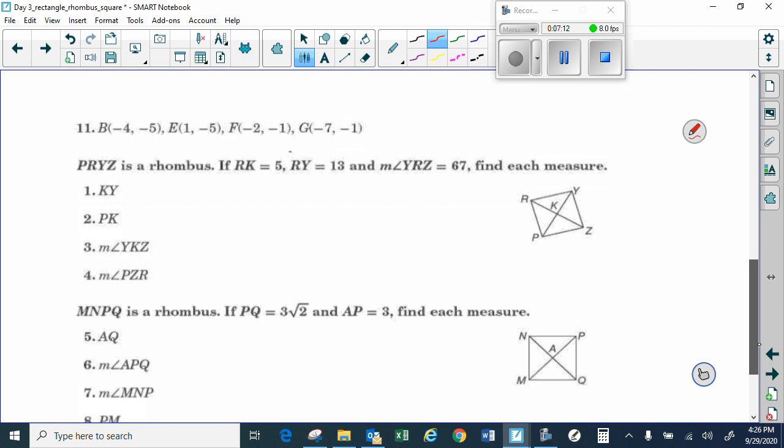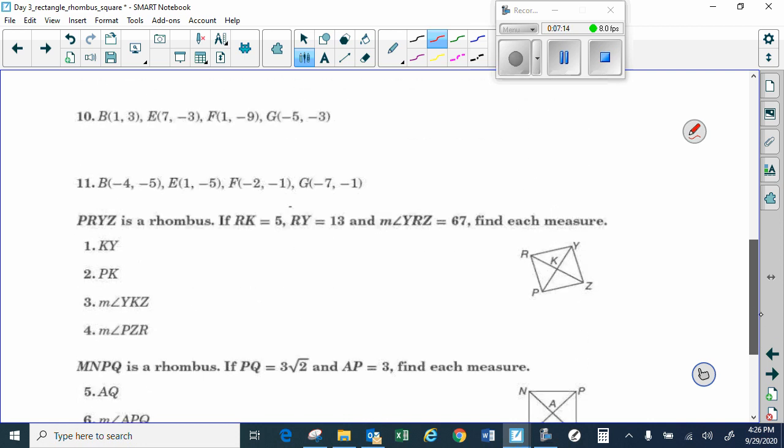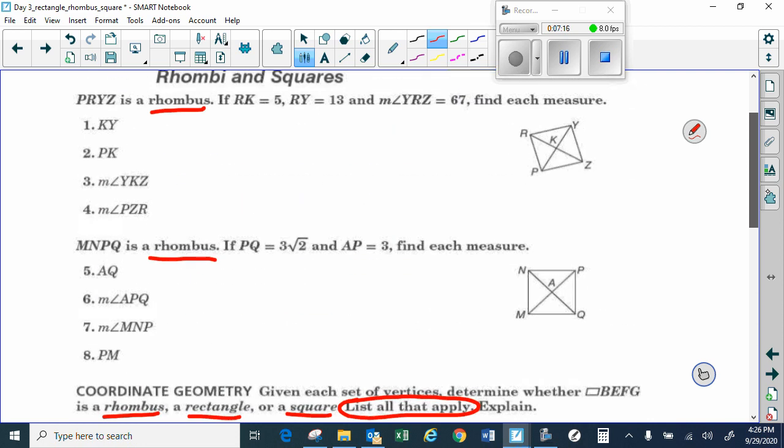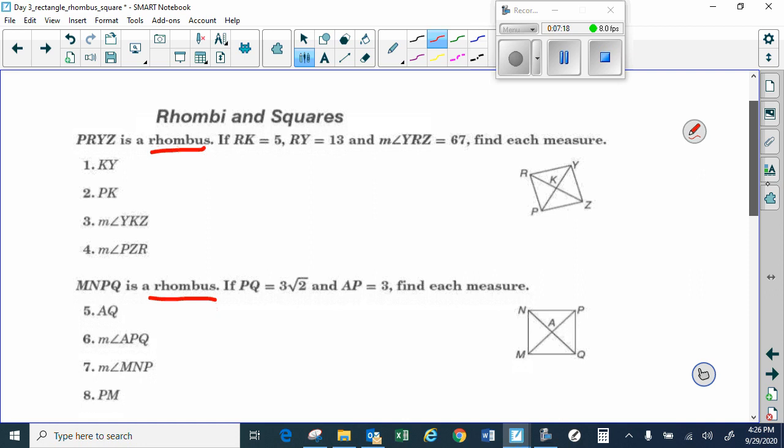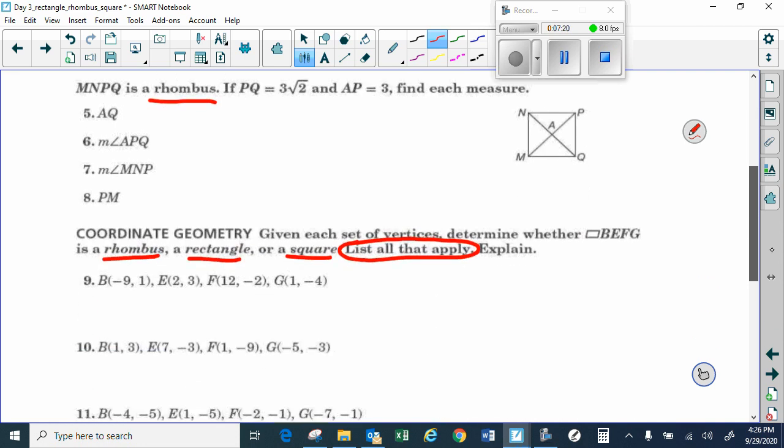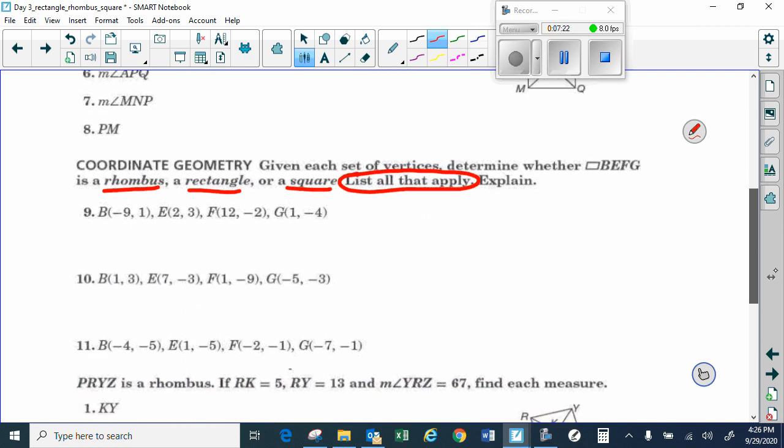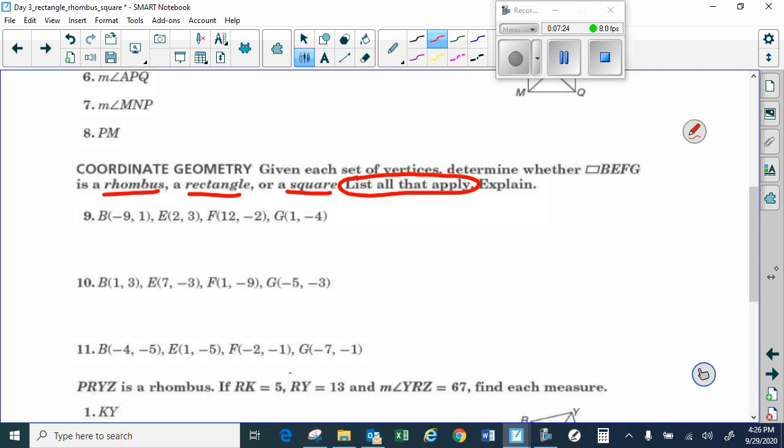Down here's a rhombus and a rhombus. So the main focus on this side is our rhombi. But here's where the rectangle or square come in: plotting them. And you might have a question just like this on the DCAS where they give you 4 points, say plot them.